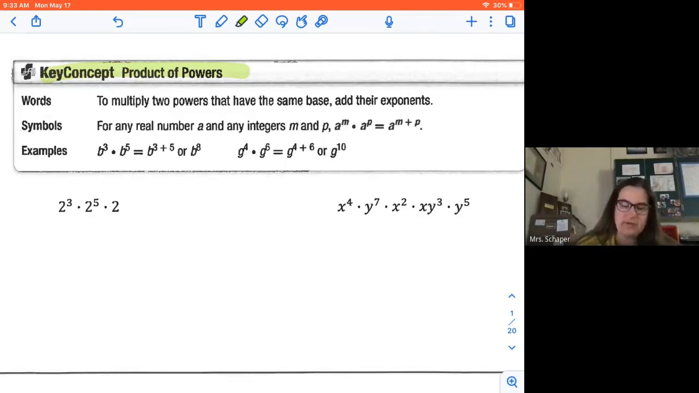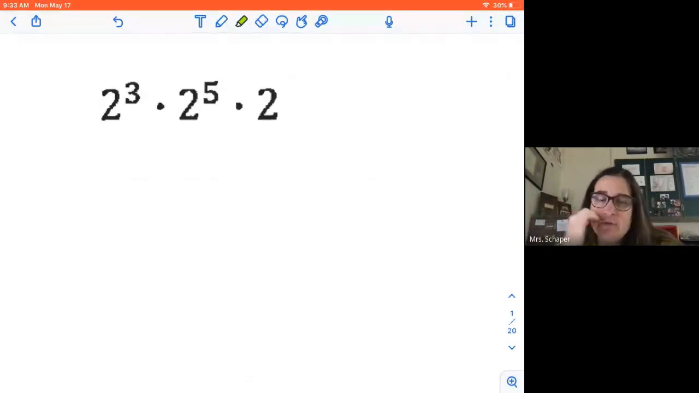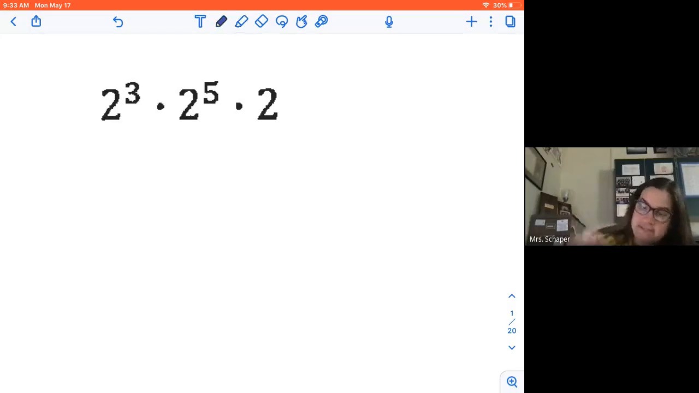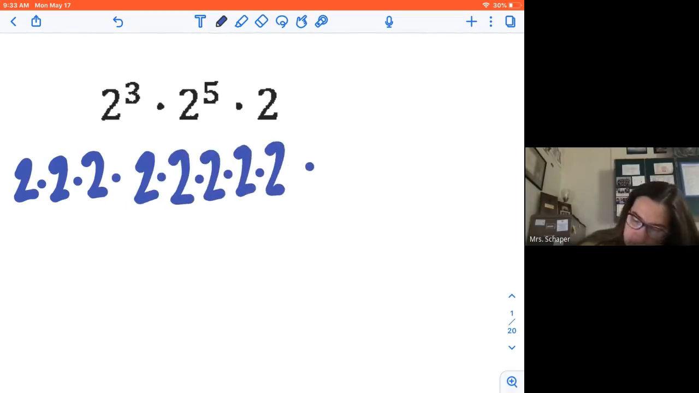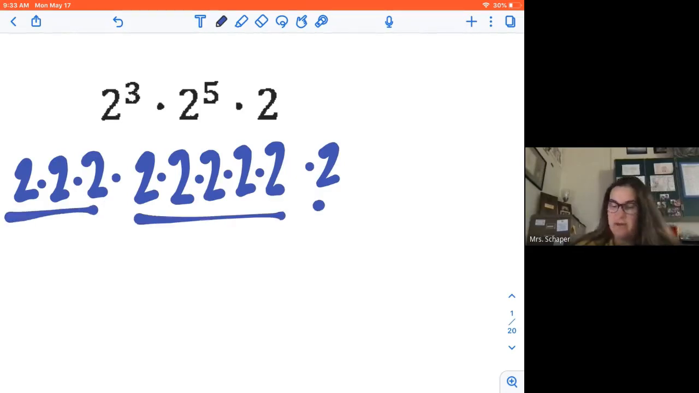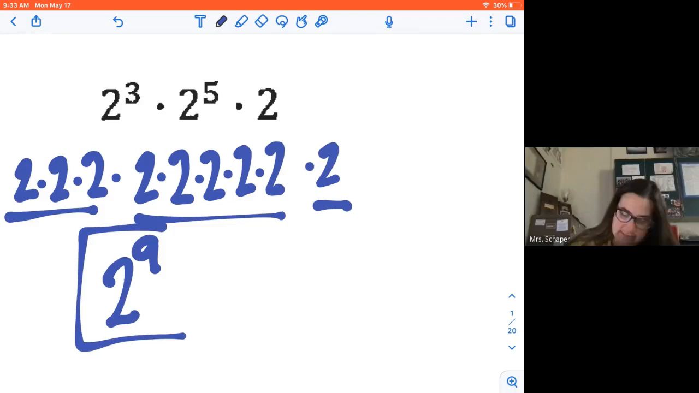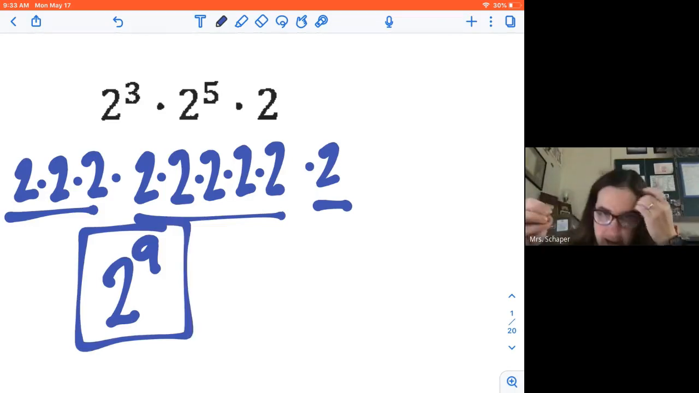When I look at this first one as an example, I have 2 to the third times 2 to the fifth times 2. If I write this out the long way, what it means is 2 times 2 times 2 times 2 times 2 times 2 times 2 times 2 times 2. This is 2 to the third, this is 2 to the fifth, and then this is 2. How do I simplify that all together? I figure out how many 2s I have, and I write it as a power, and it's 2 to the ninth. That means I'm using 2 as a factor 9 times. Let's look at the next one.